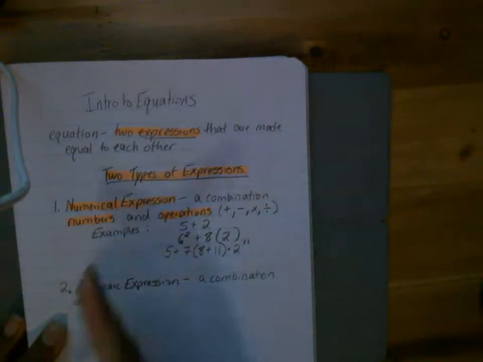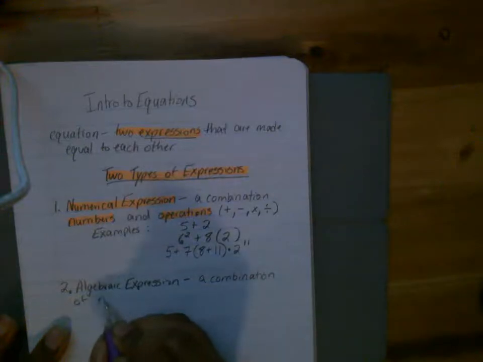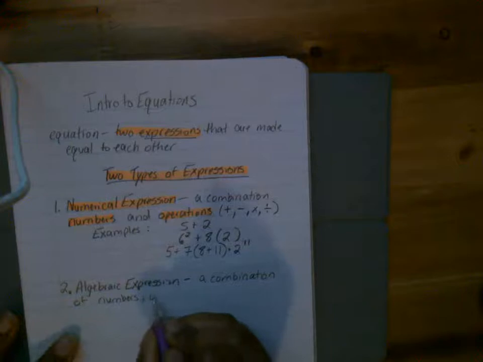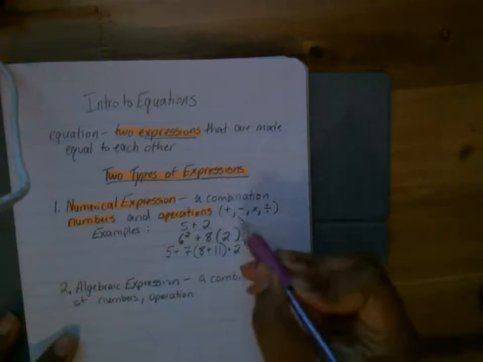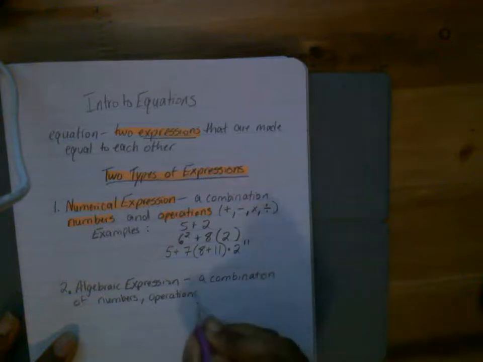All right. An algebraic expression is a combination of numbers, operations, and variables. Numbers, operations. Remember, your four basic operations are addition, subtraction, multiplication, and division, and variables.